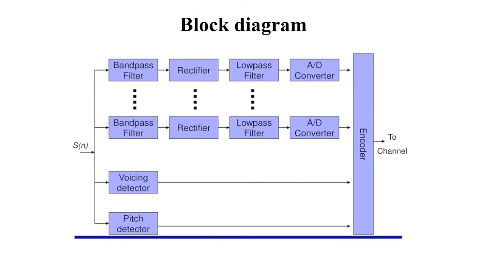Already we have mentioned that S of n is the signal. It passes into the bandpass filter, and the voicing detector and pitch detector detect the voicing and pitch of the audio input signal, and pass it to the low pass filter and rectify it. Then the analog signal is converted to a digital signal and passed to the encoder. The encoder takes the many input signals and converts them to a single output signal, which is given to the channel.